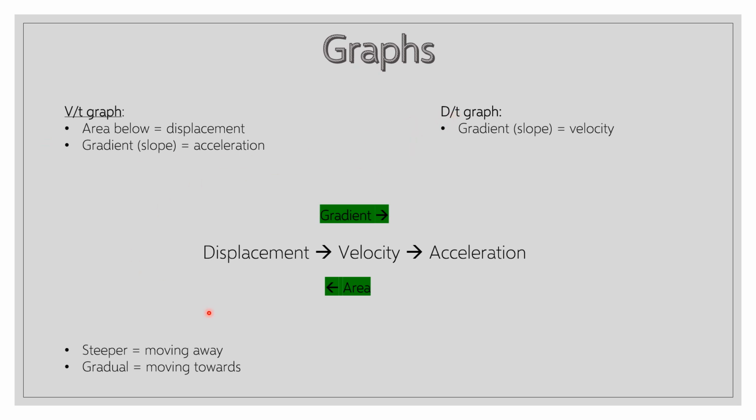Or you could use this little trick. You write displacement, velocity, acceleration. If you go toward your left, it's area. If you go toward your right, it's gradient.